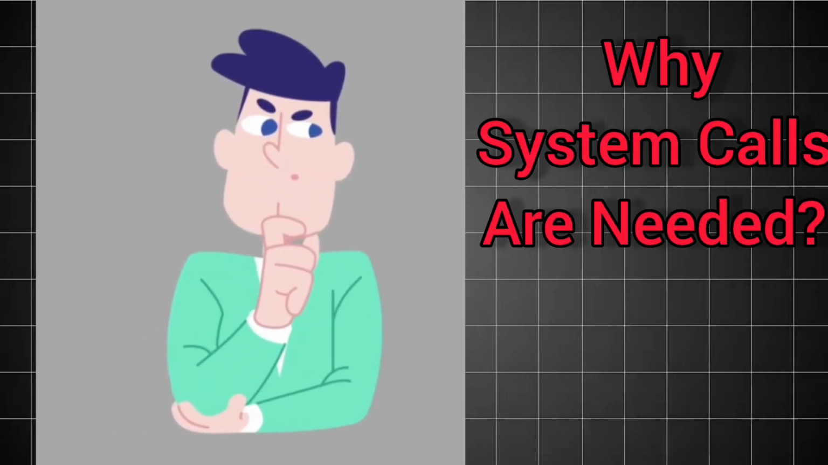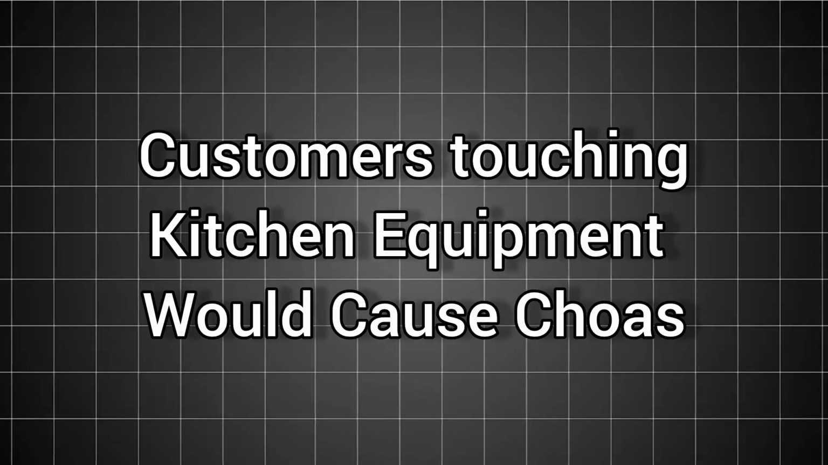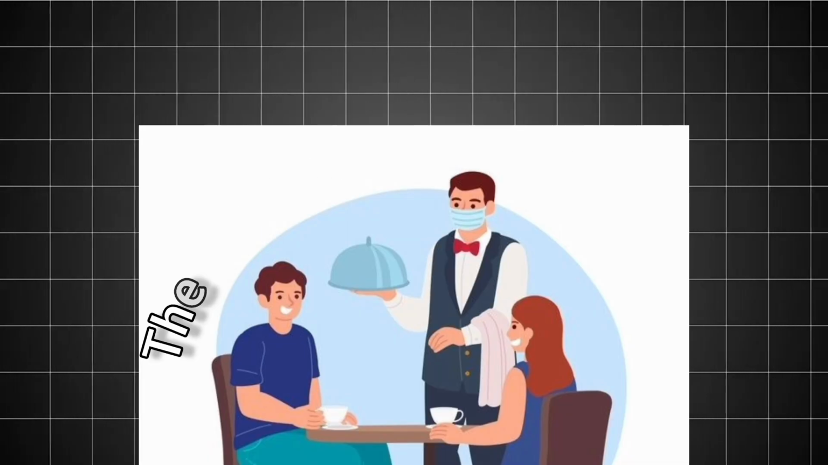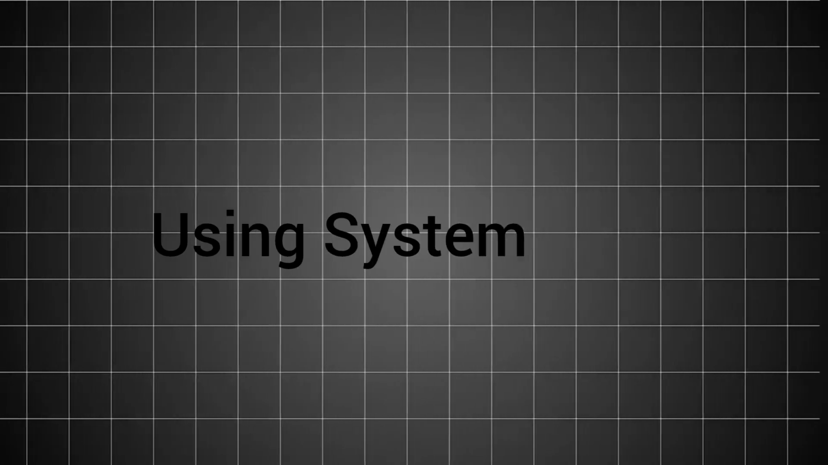Why are system calls needed? In a restaurant, customers touching kitchen equipment would cause chaos, so the waiter controls everything. Similarly, in a computer, programs directly accessing hardware would cause crashes, so the operating system controls access using system calls.